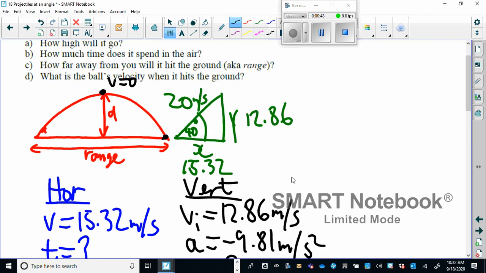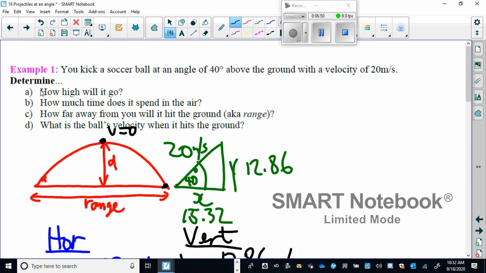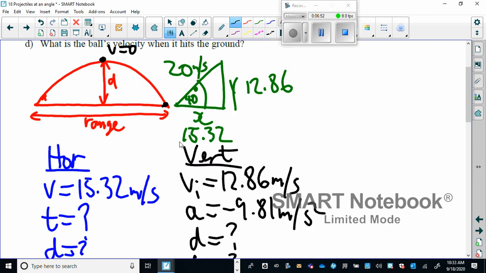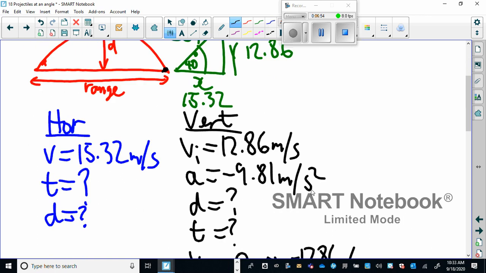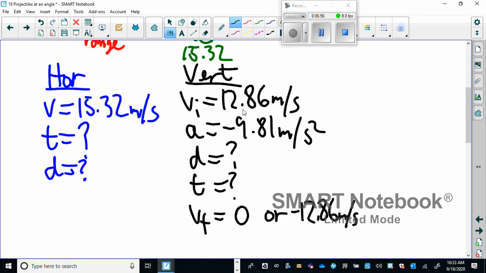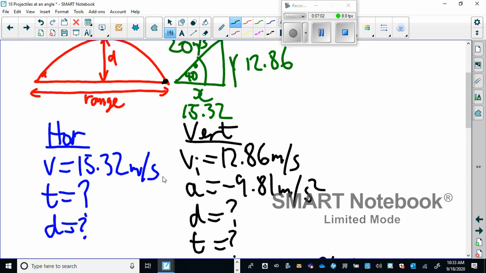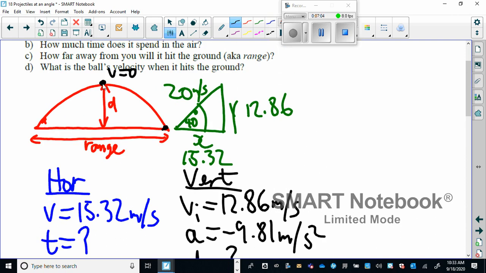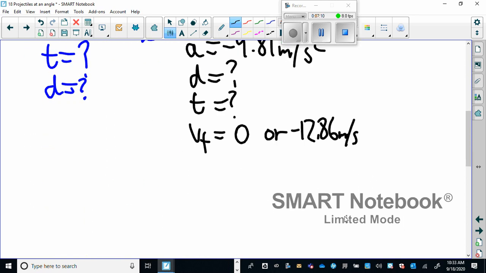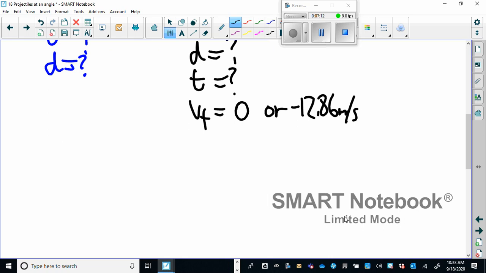All right, so now let's go to the question. The first question says, how high will it go? Well, that's obviously a vertical component. So we're going to go to our vertical, and the only question you have to ask yourself is, are we going to use 0 or negative 12.86? We just want to determine how high it will go, and it reaches its maximum height when the velocity is right there, 0. So for A, we're going to use 0.